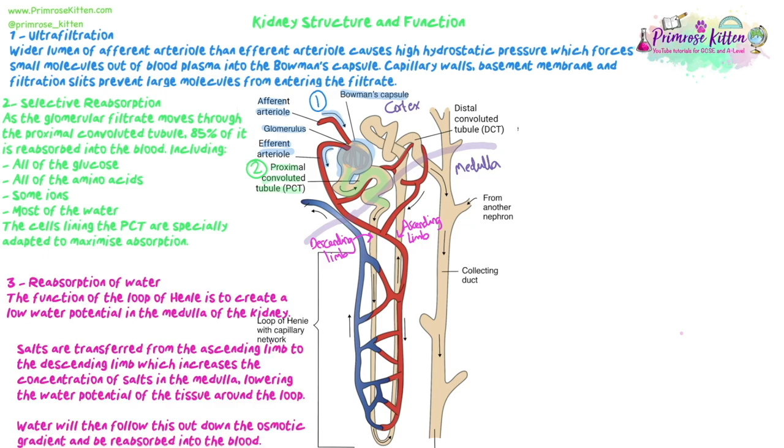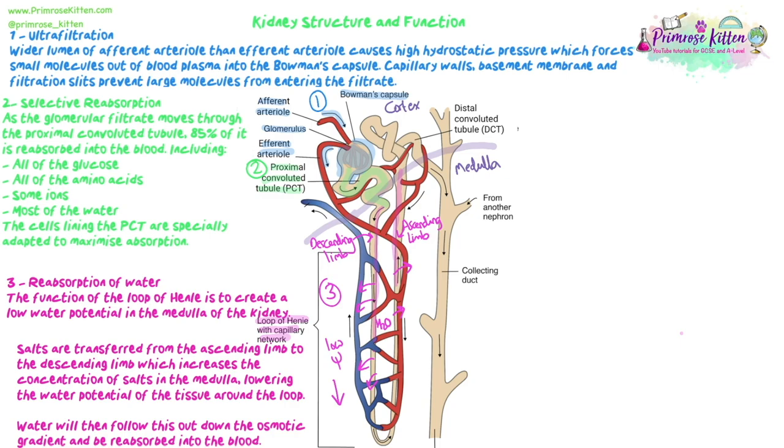The next stage is where most of the reabsorption of water happens. The function of the loop of Henle is to create a low water potential in the medulla of the kidney. You'll see here that at the top we're looking at the cortex. Now we've moved down to the loop of Henle and the collecting duct, which are in the medulla. Salts are moved from the ascending limb to the descending limb. They're actively transported out of the ascending limb, and salts diffuse out as well. They then create a very low water potential in the tissue of the medulla surrounding the loop of Henle.